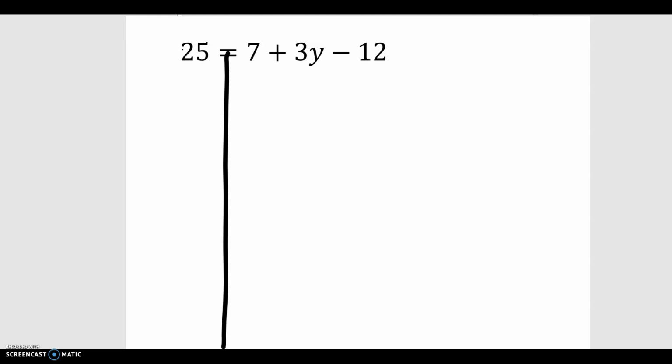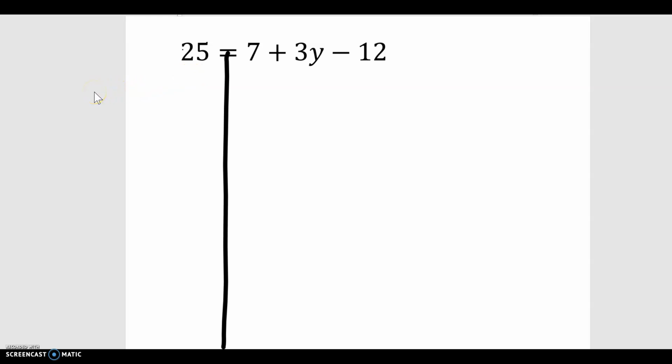So for our next example, we're looking at 25 equals 7 plus 3y minus 12. Now if we're following our steps, step 1 says to draw a wall, and that's what we have here, our wall going down wherever the equal sign is. This is going to help us keep it balanced. Anything that we do to the left side, we have to do to the right side. So every single step we take, we're going to see the exact same thing on both sides.